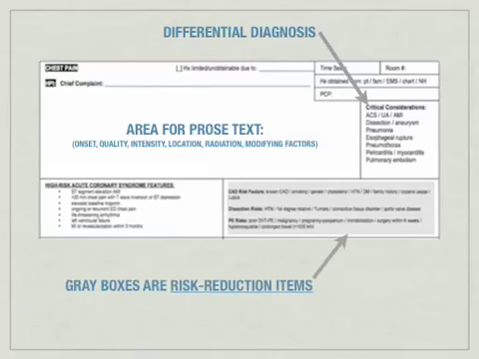All gray background areas are risk reduction items or core measures. Please complete these as often as possible. If history is limited, check the box at the top of the page and provide a reason, such as altered mental status or acuity of patient's condition.